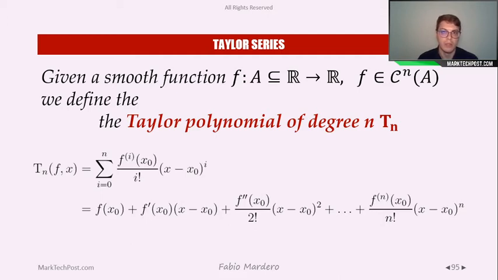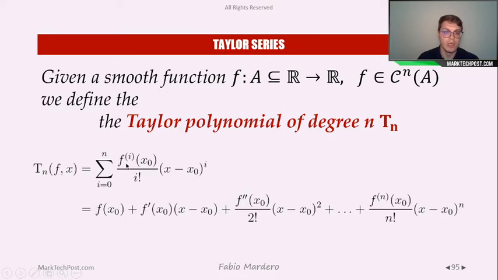But let's start with how we can approximate functions using derivatives and differentiation. So let's take a smooth function f. By smooth we mean that we can differentiate this function f n times. We then define the Taylor polynomial of degree n, which we will denote by Tn. This Tn, the Taylor polynomial of degree n, is equal to the sum of these terms.